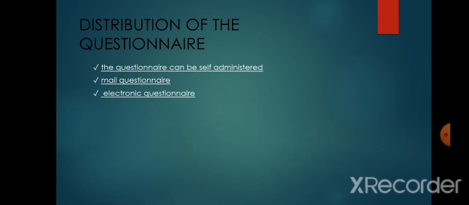Distribution of the questionnaire. There are three main methods of administering the survey questionnaire. The questionnaire can be self-administered, which means that the respondents are asked to complete the questionnaire themselves; administered face-to-face to respondents by researchers; or administered to respondents via the telephone by interviewers. The self-administered questionnaires can be mailed or electronically transmitted via email or the web.